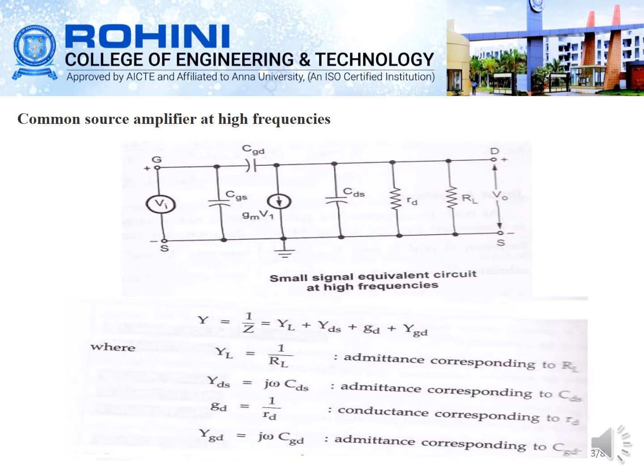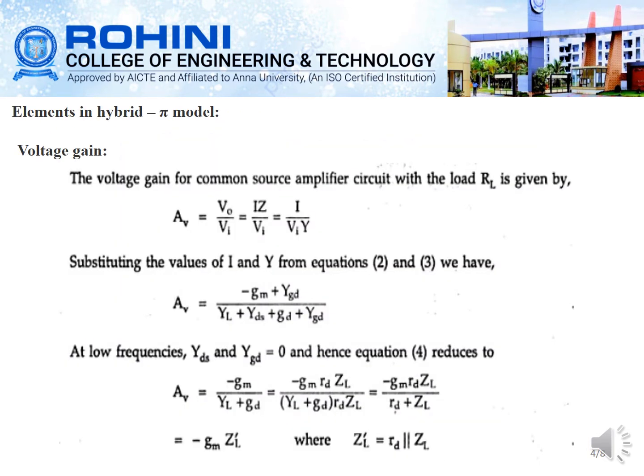These four terms are the admittances: the admittance corresponding to the load resistance, YL, is equal to 1 divided by RL; the admittance corresponding to CDS, YDS, is equal to j omega CDS; the conductance corresponding to RD, GD, is equal to 1 divided by RD; and YGD is equal to j omega CGD, which is the admittance corresponding to the CGD. To find the voltage gain for the common source amplifier circuit with the load RL, we write AV is equal to V0 divided by Vi, that is the output voltage divided by the input voltage.